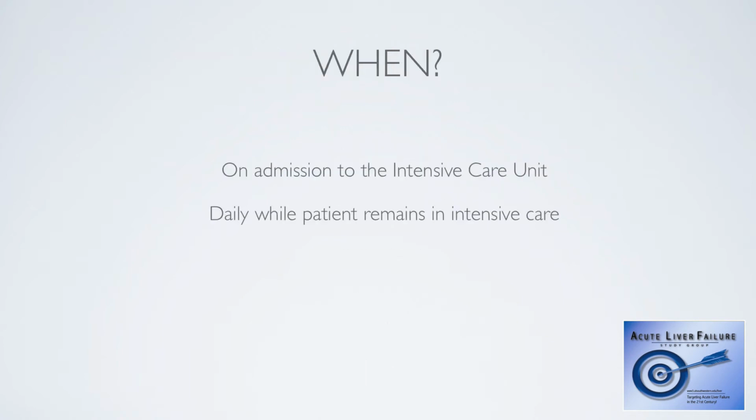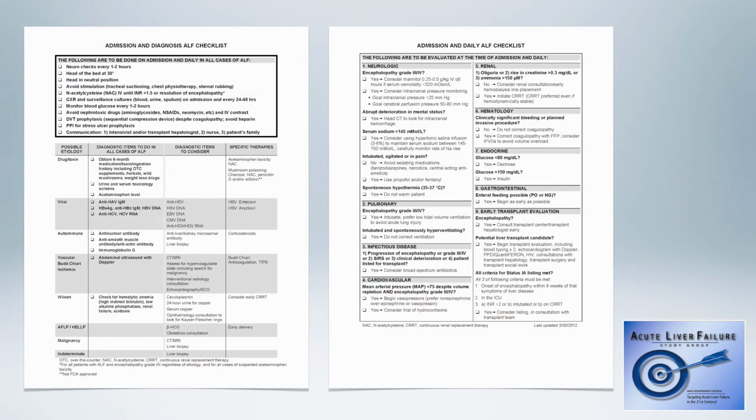The Acute Liver Failure Checklist should be used when a patient is admitted to the intensive care unit and daily while the patient remains in intensive care. Let's take a look at the checklist. It is comprised of two checklists. On the left, an admission and diagnosis checklist. On the right, an admission and daily checklist.